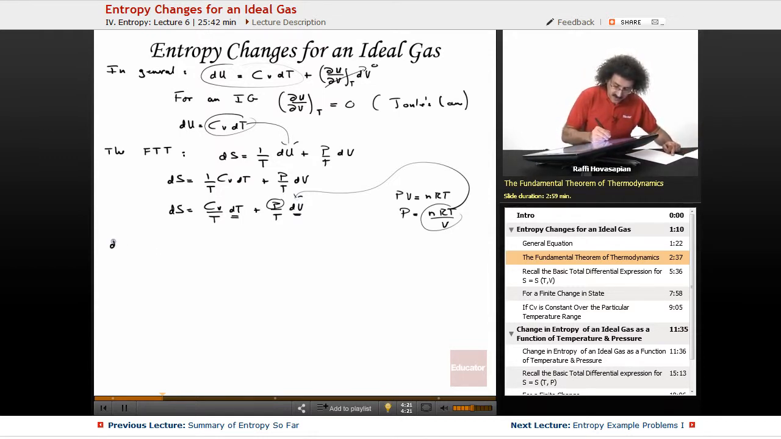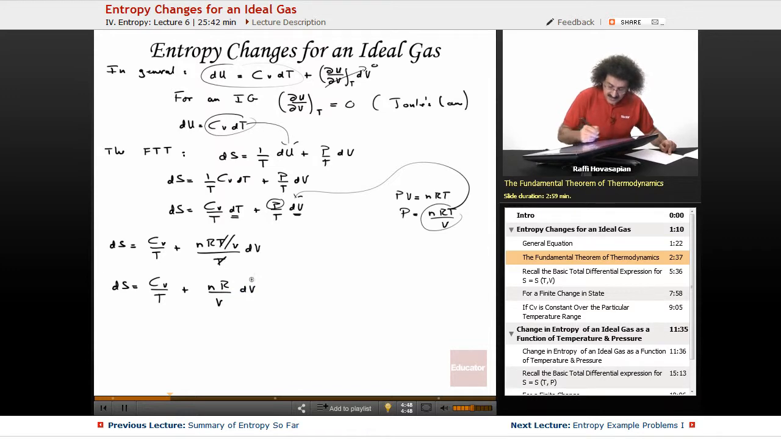So dS is equal to CV over T dT plus (nRT over V) over T dV. The T cancels the T, and I'm left with the following equation: dS equals CV over T dT plus nR over V dV.